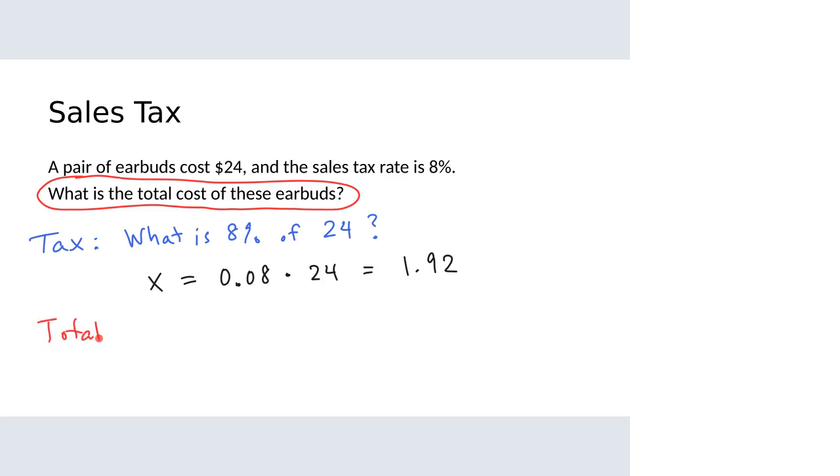And so we've got just a little more work to do to find the total cost. And that's going to be the $24 that we started with, plus the $1.92 in sales tax, to be $25.92 will be the total cost of the earbuds.